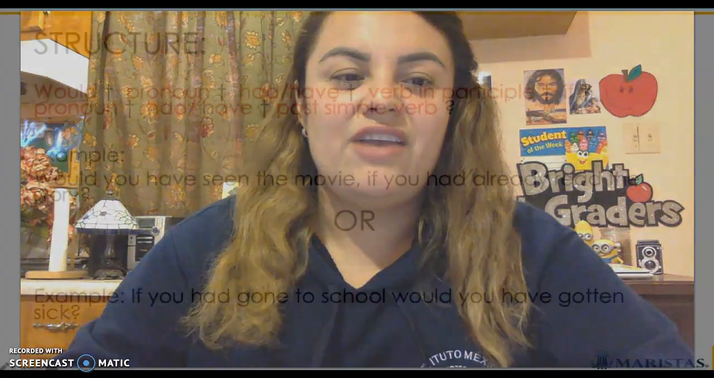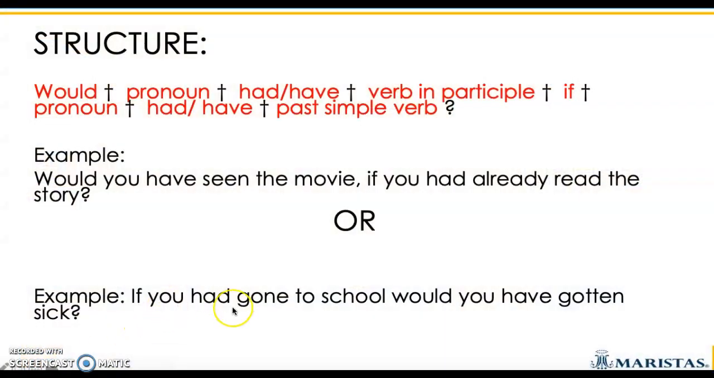Today we are starting class reviewing the third conditional. So let's go ahead and look at the structure. But this time we're going to be making questions. There are two ways to make questions in the third conditional. You can either start with would or the if clause.